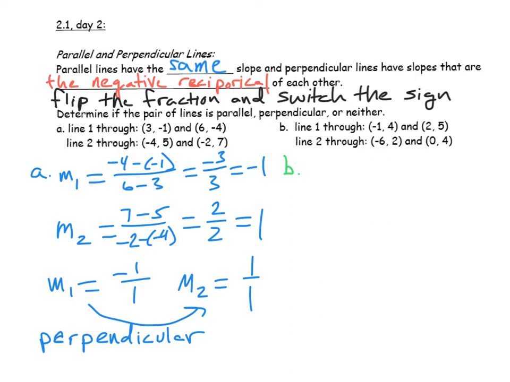Same thing on B. Five minus 4 over, whoops, got to be careful there. I was about to make a mistake on slope. I got to keep that order the same. I went 5 minus 4, so I got to go 2 minus negative 1. That'll get me into some trouble. And you know me, I don't want any trouble. Don't want any trouble. All right.